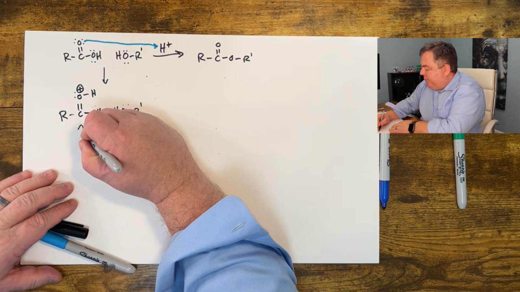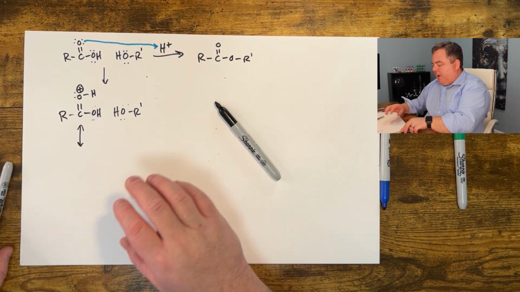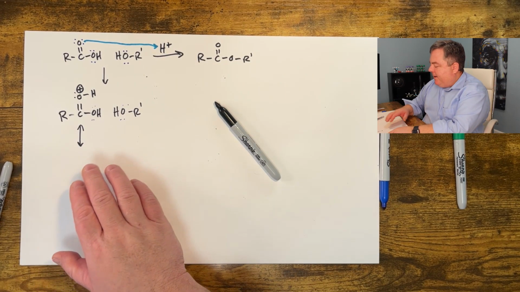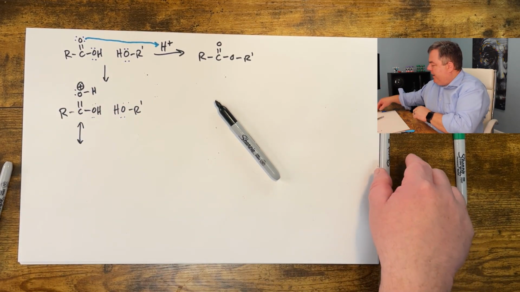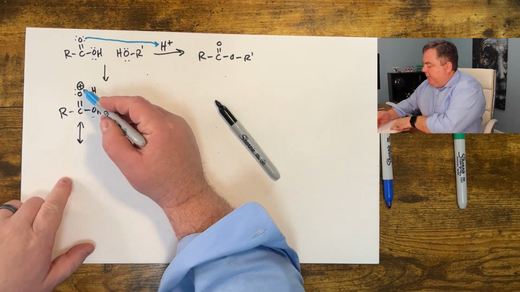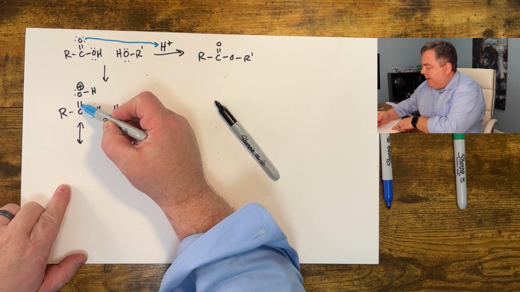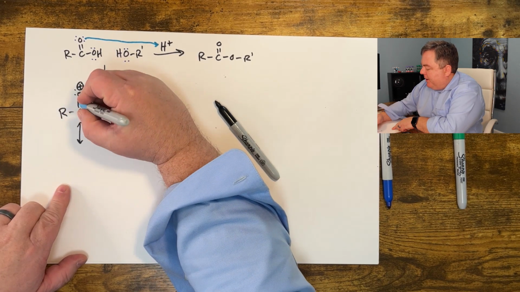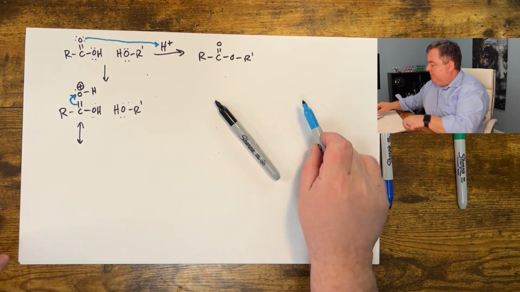Other people like to draw resonance forms at this point. And I think I'm one of those people. I like to draw resonance forms when I can. Whenever I'm stuck, start drawing resonance forms, and let's see how that helps me get to the final product. So this wants some electrons because it has a positive charge. Where can it get electrons? It can get them from the double bond.